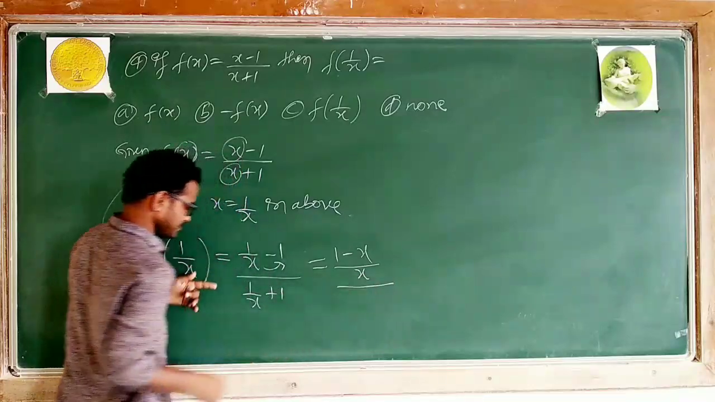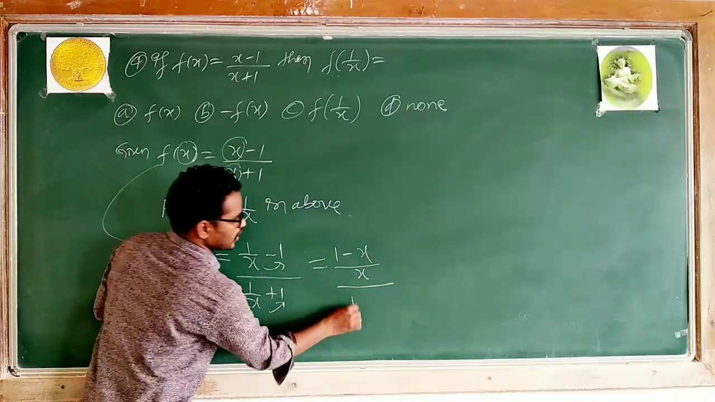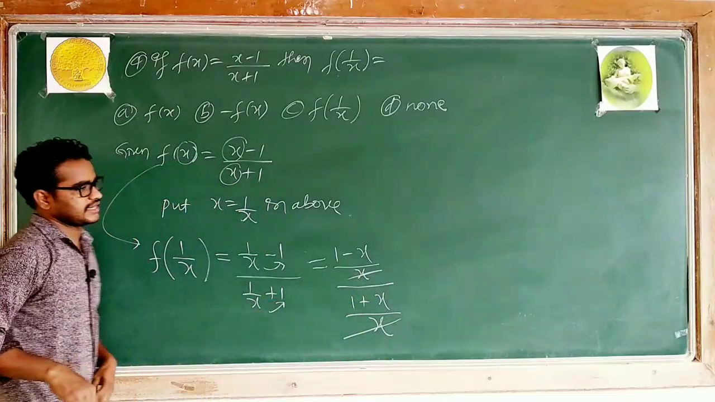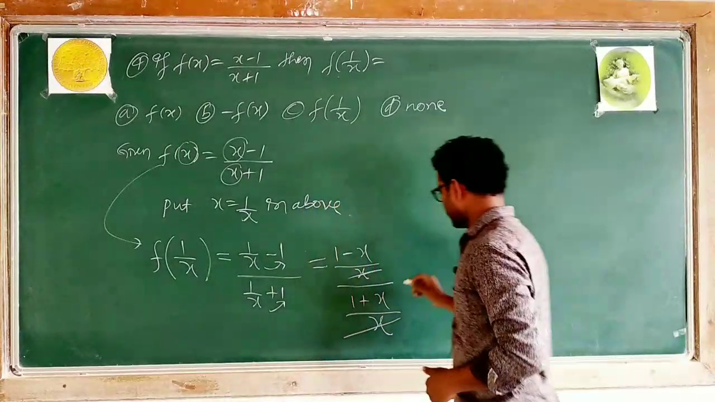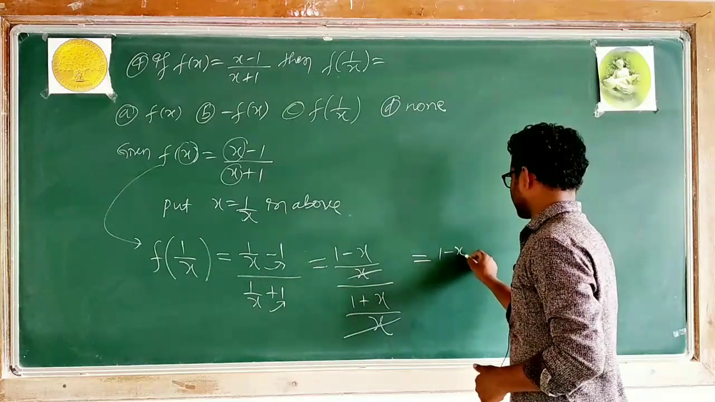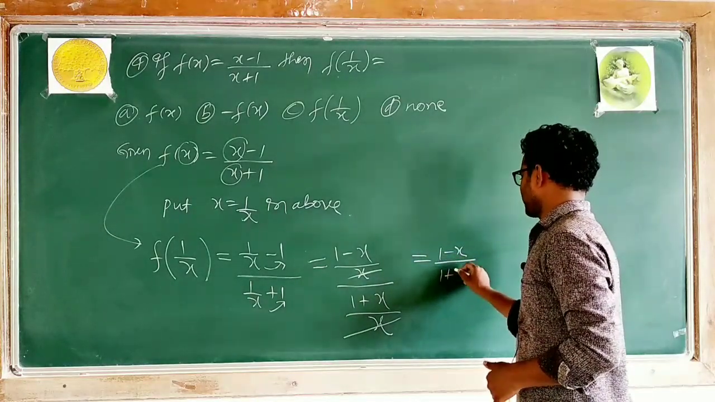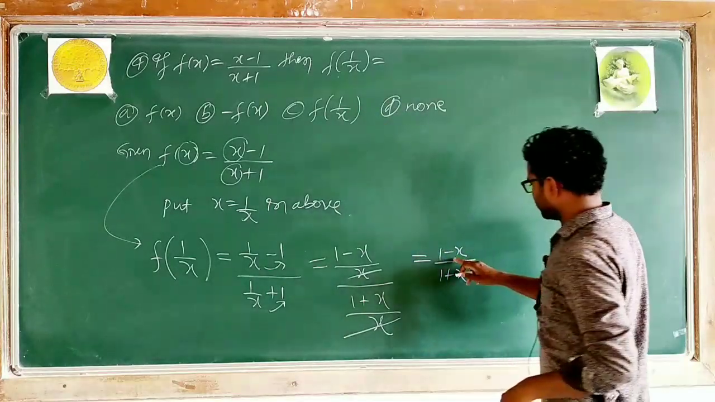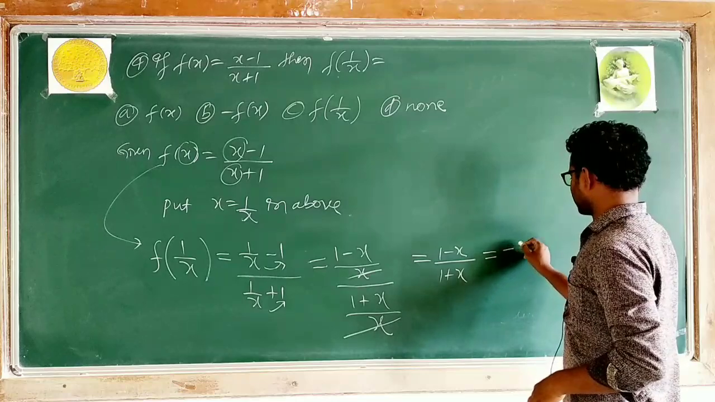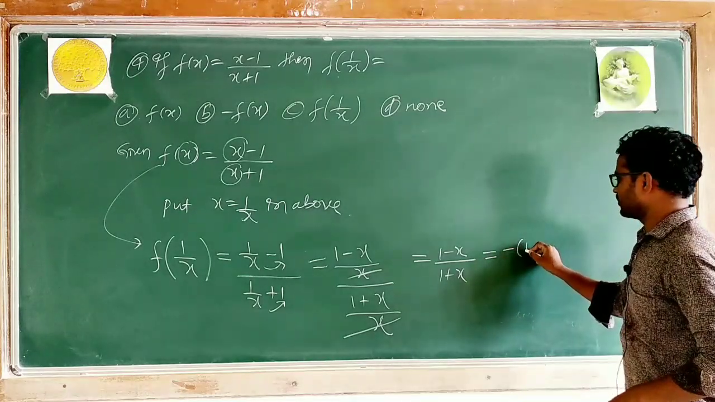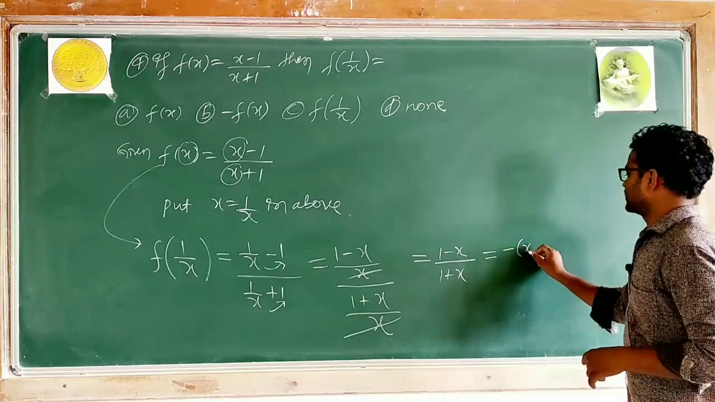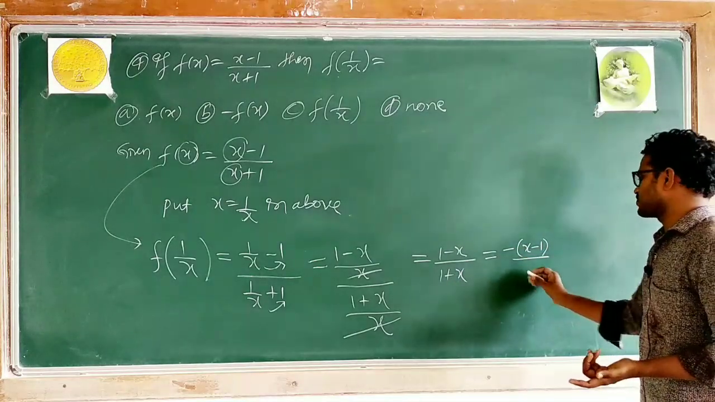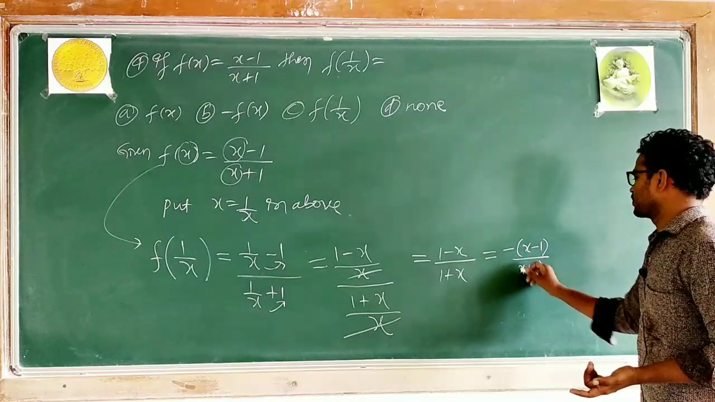Divided by 1 plus x divided by x. This x and this x cancel. It implies we get 1 minus x divided by 1 plus x. Actually, f of x is x minus 1, here it is 1 minus x. Can I take minus common? 1 minus x will become minus of x minus 1, divided by 1 plus x or x plus 1, no problem. I can write x plus 1 only.